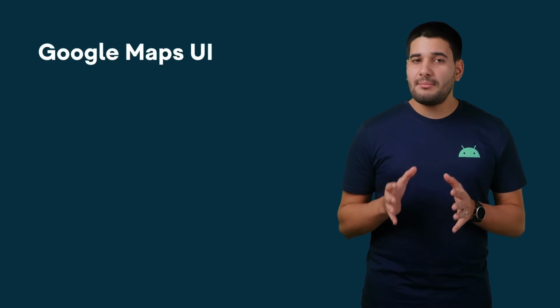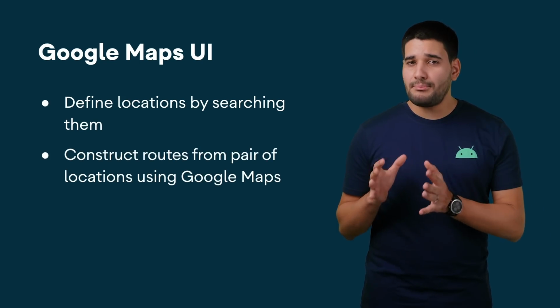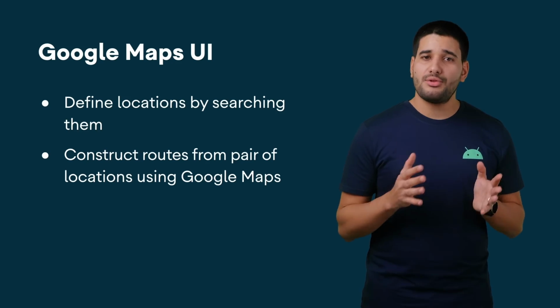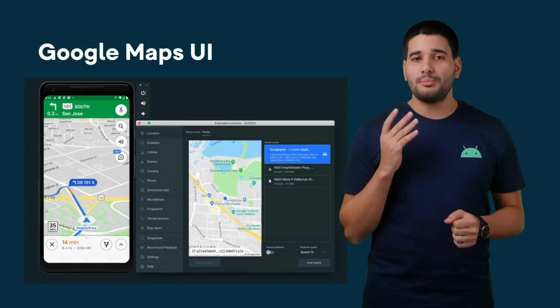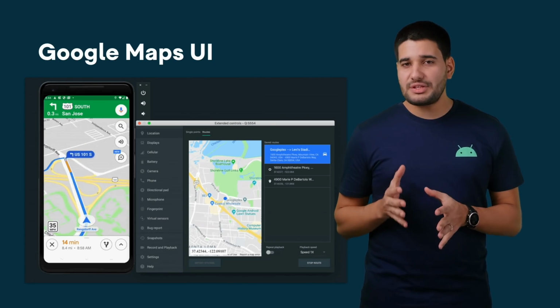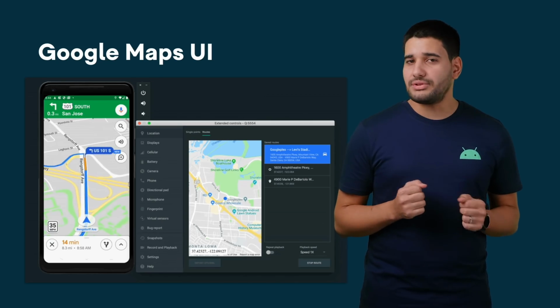The Emulator brings a new feature called Google Maps UI. This is meant for app developers who develop apps that interface with device location. Google Maps UI makes it easier to specify location and also to construct routes from pairs of locations by leveraging the Google Maps API. You can define a single location in the Single Points tab by searching points of interest just as you would when using Google Maps on a phone or browser.